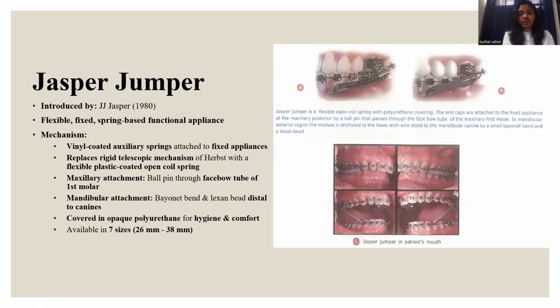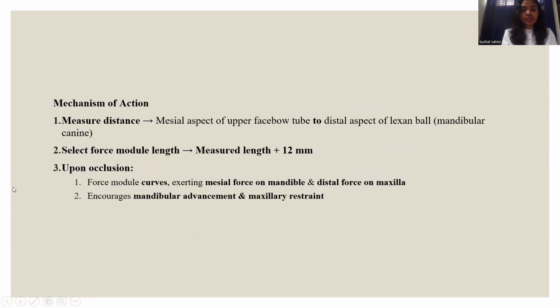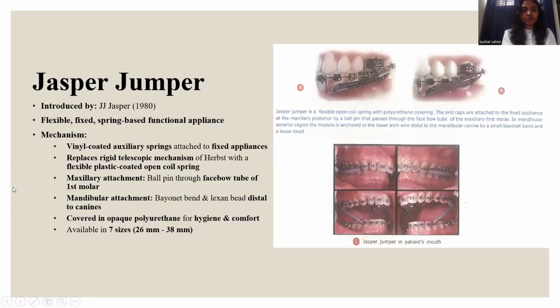Then we have the Jasper jumper, which is again similar to the Herbst appliance, but this is a spring-based appliance. So it's a vinyl-coated spring. It is covered by opaque polyurethane for hygiene and comfort. It's available in 7 sizes. It's basically a telescopic mechanism.